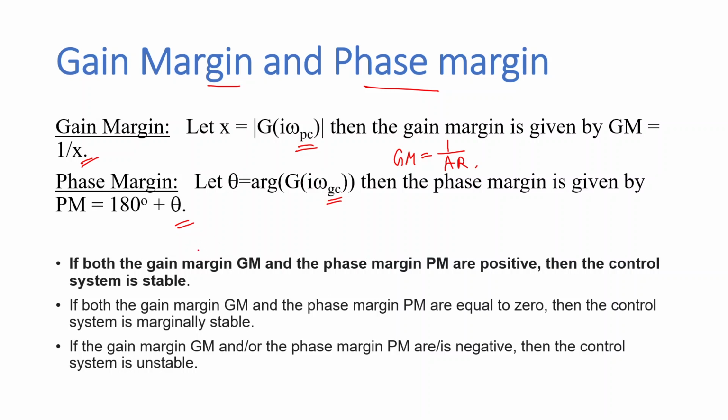Using this Bode stability criterion, we can conclude these three points. If both the gain margin and phase margin are positive, then the control system is stable. If the gain margin and phase margin are equal to 0, then the control system is marginally stable. And if the gain margin and the phase margin are negative, then the control system is unstable. So if both are positive, it is stable. If both are 0, it is marginally stable. And if both or one of them is negative, then the system is unstable.